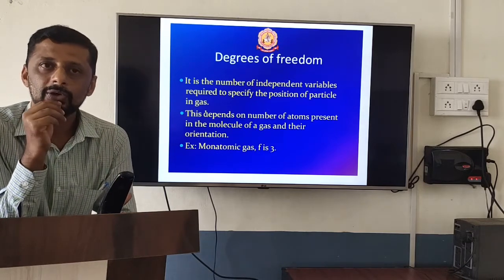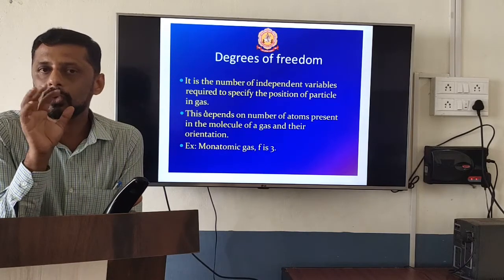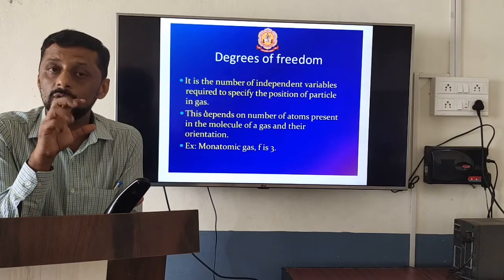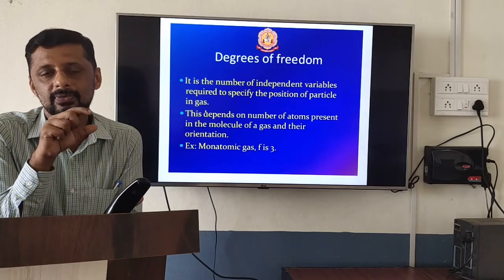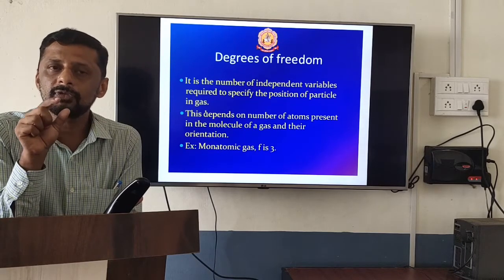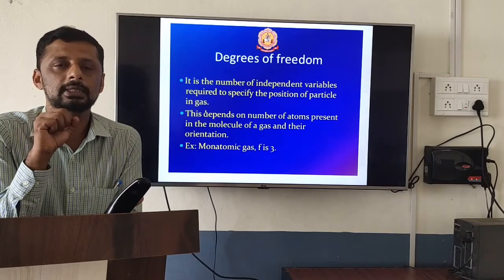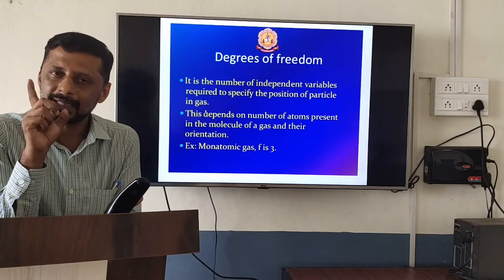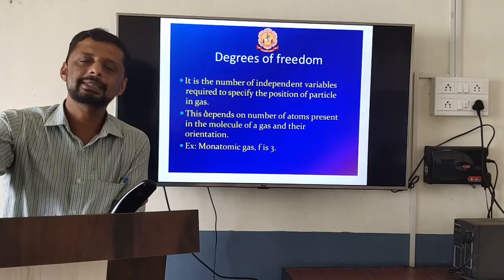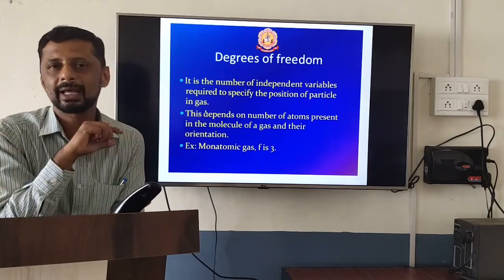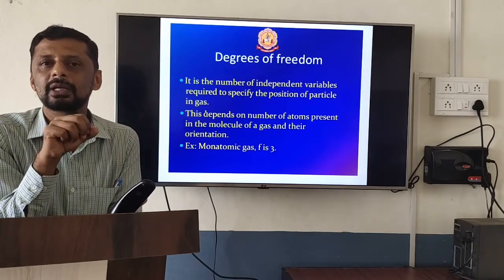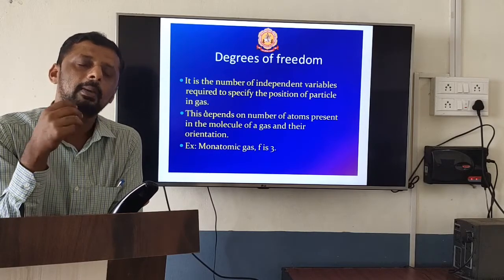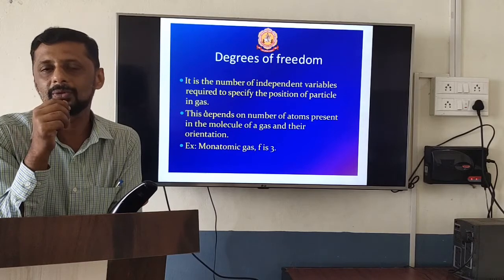For example, we know that there are three types of gases. First one is monoatomic gas, which consists of a single atom; diatomic gas, which consists of two atoms, as well as what? Triatomic gas, which consists of three atoms. So degrees of freedom is different for different types of gases. For example, in case of a monoatomic gas, there is a single atom. It can move along the x-axis, along the y-axis, along the z-axis. Then how many degrees of freedom are required? Only 3 degrees of freedom are sufficient in order to indicate the position as well as what? Motion of a monoatomic gas molecule.